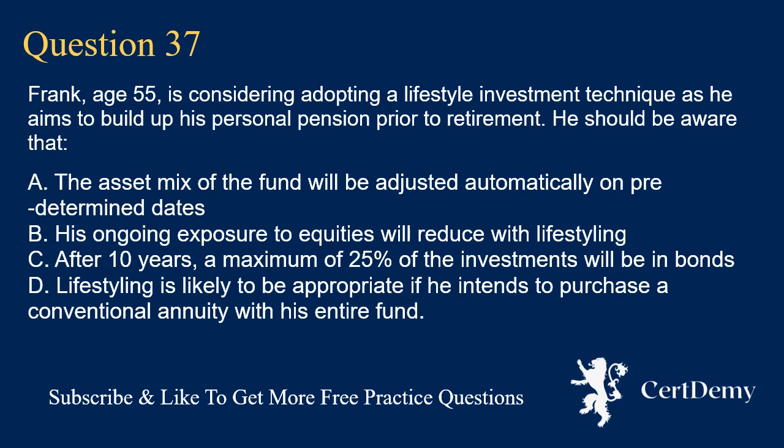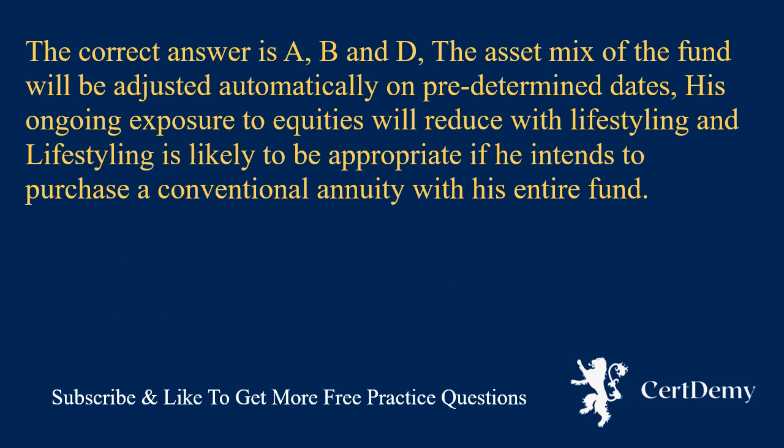Question 37. Frank, age 55, is considering adopting a lifestyle investment technique as he aims to build up his personal pension prior to retirement. He should be aware that: A. The asset mix of the fund will be adjusted automatically on predetermined dates. B. His ongoing exposure to equities will reduce with lifestyling. C. After 10 years, a maximum of 25% of the investments will be in bonds. D. Lifestyling is likely to be appropriate if he intends to purchase a conventional annuity with his entire fund. The correct answer is A, B, and D. The asset mix of the fund will be adjusted automatically on predetermined dates. His ongoing exposure to equities will reduce with lifestyling, and lifestyling is likely to be appropriate if he intends to purchase a conventional annuity with his entire fund.